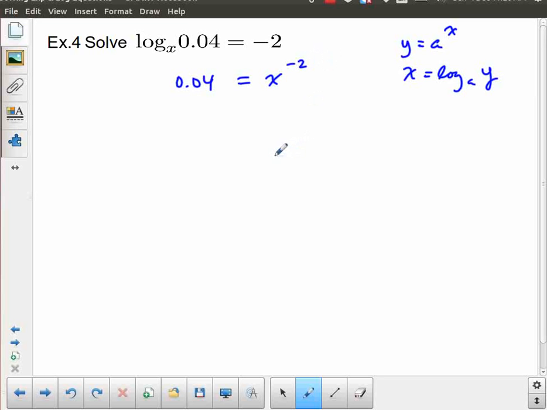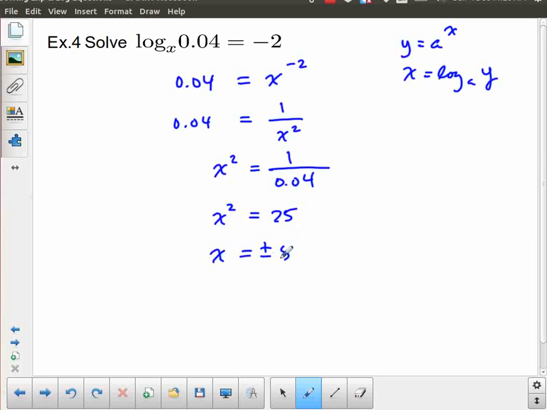So a couple of ways we can approach this. 0.04 is equal to 1 over x squared. And then I'm going to cross multiply. I get x squared equals 1 over 0.04. X squared is equal to 1 over 0.04, which is actually 25. X equals plus or minus 5 if I take the square root of both sides.